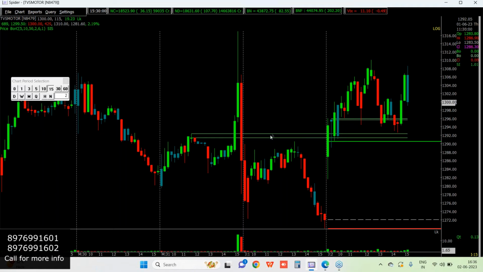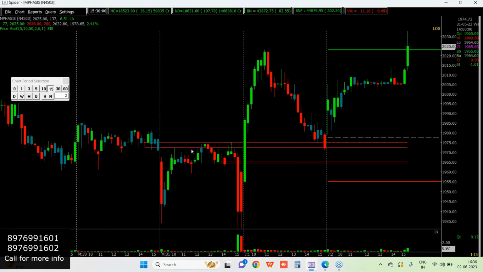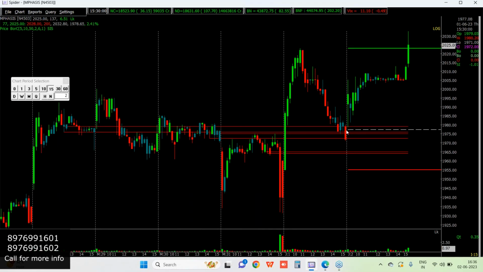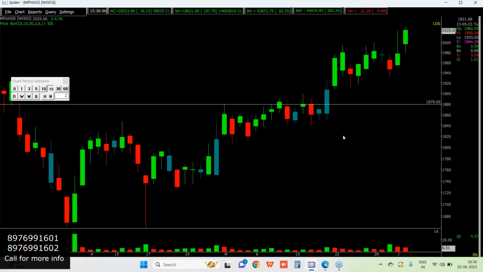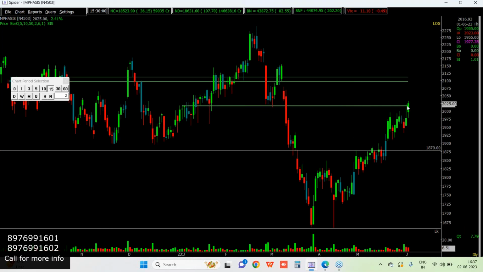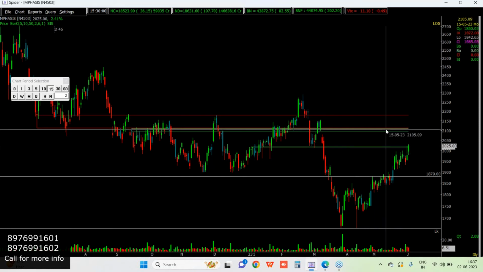Okay, so I got Emphasis. Here it's already at the support zone, so I'll go to the daily chart. You can see this already is at the resistance, and today the candle closed over that zone. So definitely this will give a rally, and we can expect 2100 in the stock Emphasis. At 2100 you can see there's a back-to-back resistance, so definitely we can see a reversal from that point.